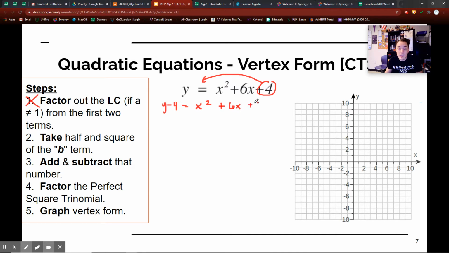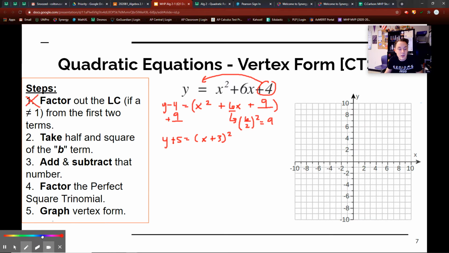And now I do want a plus blank here, and eventually I'll have a plus blank on the left side. How do I get that plus blank? Same exact thing. I'm going to take 6 divided by 2, and square that. That gives me 9. I put 9 here, and I put 9 here. This is y plus 5 equals x plus 3 squared.